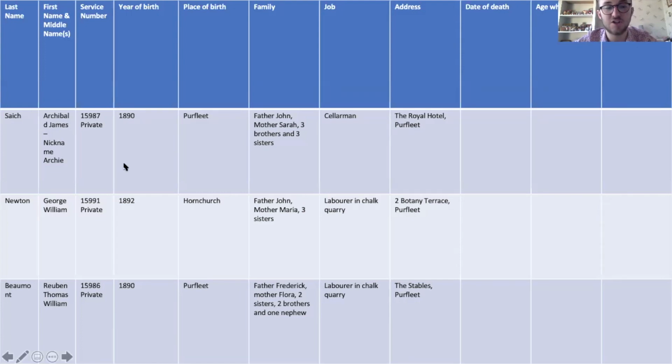And then for Satch, if we were to compare the two censuses there, so we had the 1911 census, that didn't give any information about his family, so we had to go a bit further back, and we found out information about his family, and we also found out that he has a nickname, which is Archie, which is short for Archibald, obviously. And we can see, obviously, that he's a cellarman at the Royal Hotel in Purfleet, which still exists today.